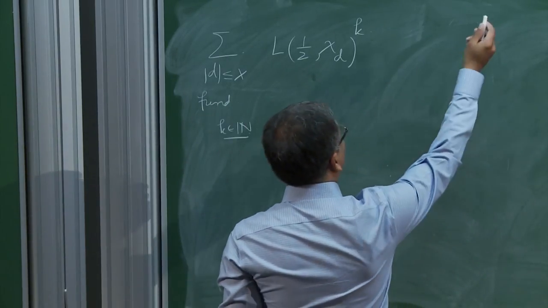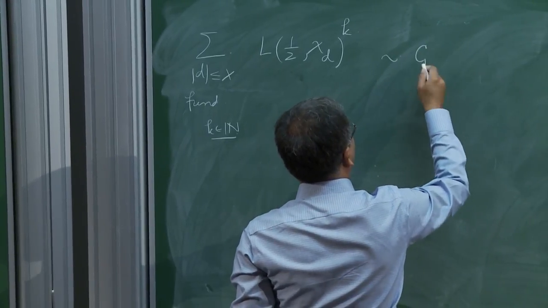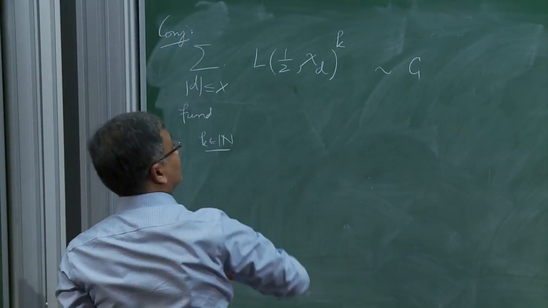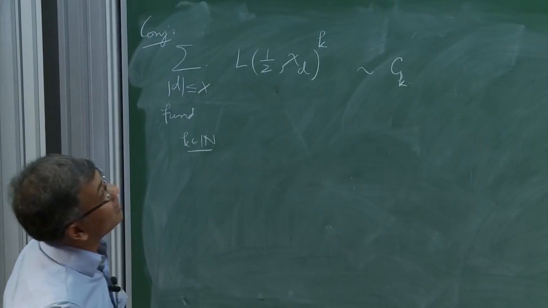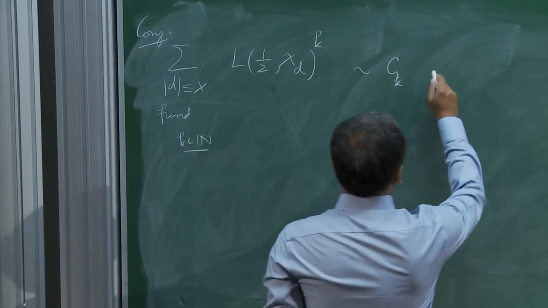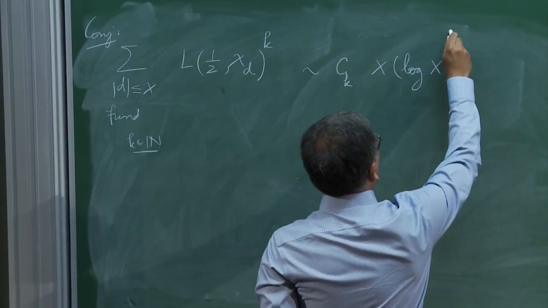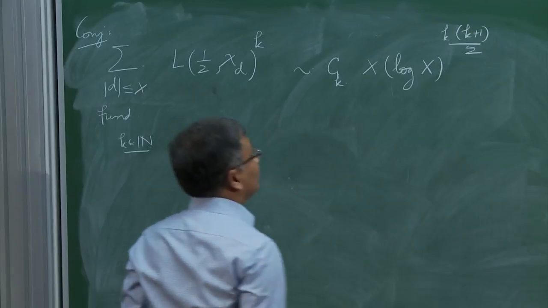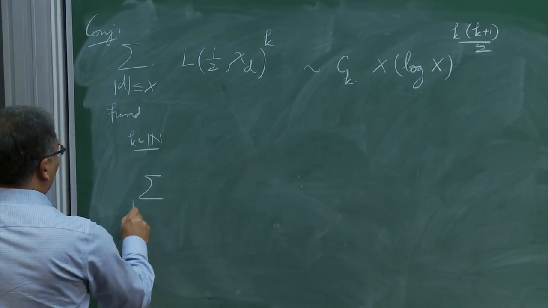And here, the Keating-Snaith conjecture is a little bit different. This is asymptotic to some constant, so the conjecture would be analogs of Keating-Snaith, some constant C_k, which can also be specified nicely in terms of factorials, but which I don't remember offhand, times... But what's interesting is that you get a different power of log x here, k times (k+1) over 2.